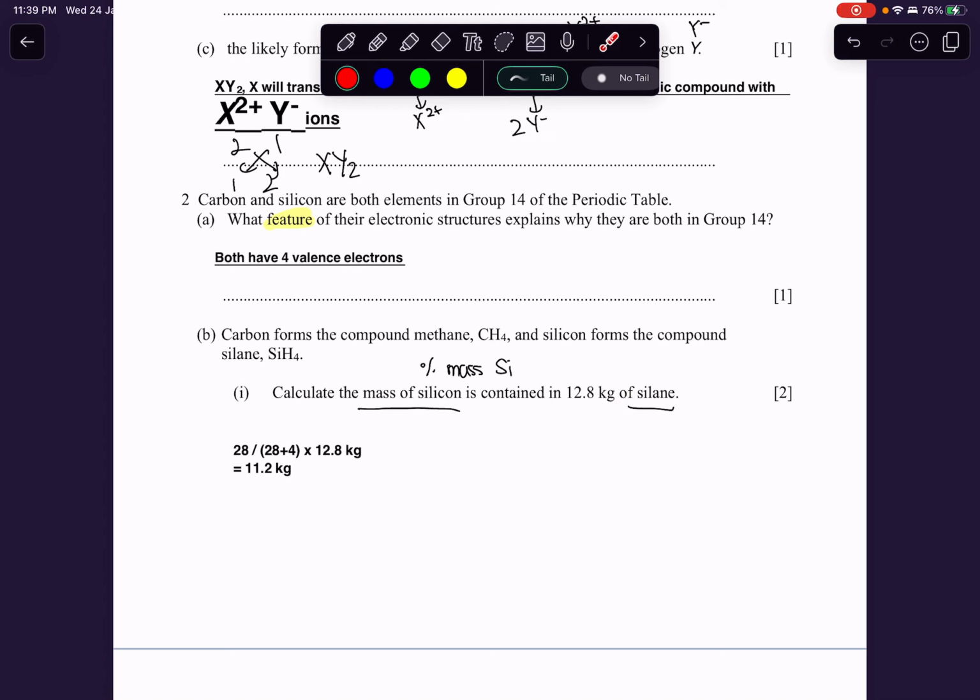How do you find percentage mass? You use the mass of silicon, which is 28, and then you take the mass of silane. This is SiH4 and this is Si. So silane's mass is 28 plus 4, because each hydrogen is 1. This portion is the percentage mass of Si in SiH4, and then you multiply by 12.8 kg, you get 11.2 kg. So this is the easiest and fastest method. There's no need to find moles.